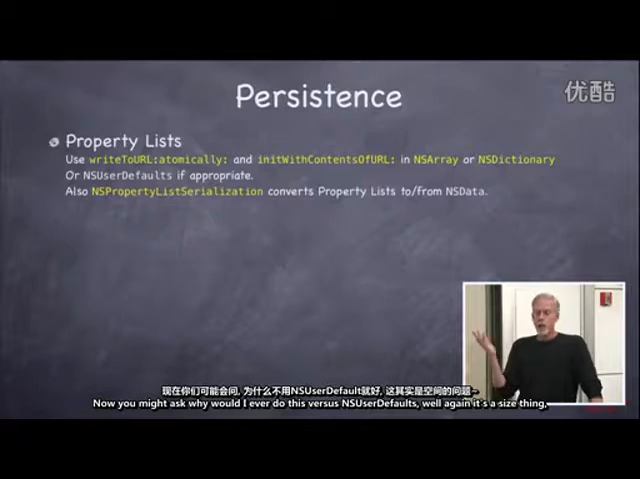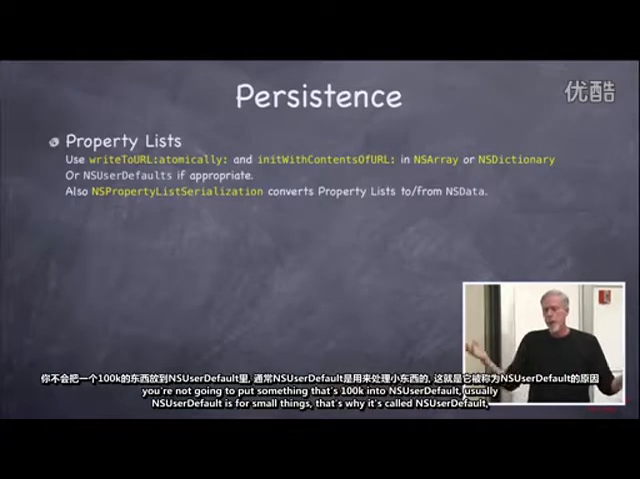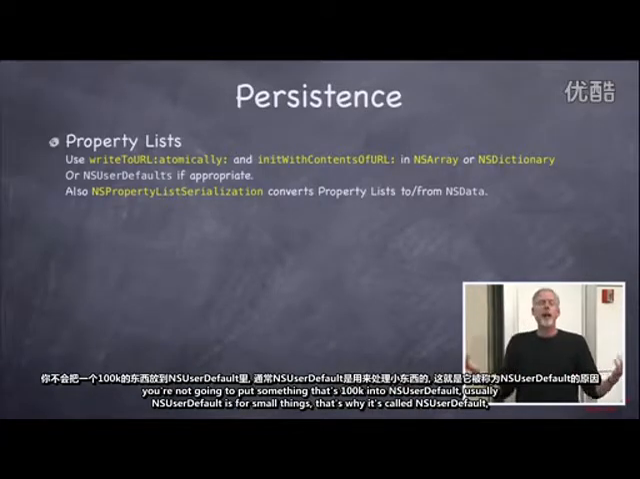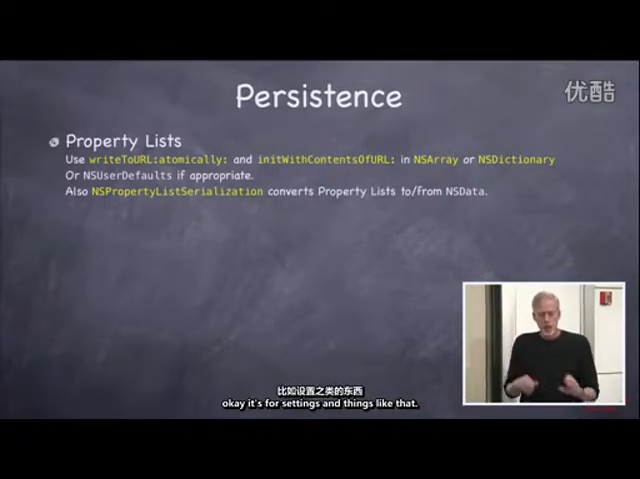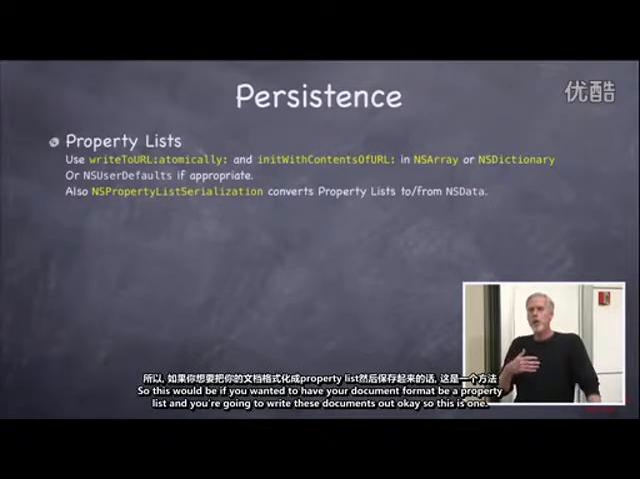So that's a simple way to store some more data. Now, you might ask, why would I ever do this versus NSUserDefaults? Well, again, it's a size thing. You're not going to put something that's, you know, 100K into NSUserDefaults. NSUserDefaults is for small things. That's why it's called NSUserDefaults, okay? It's for settings and things like that. So this would be if you wanted to have your document format be a property list, and you're going to write these documents out, okay? So this is one way.